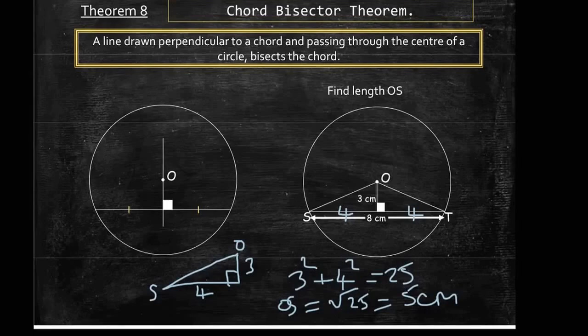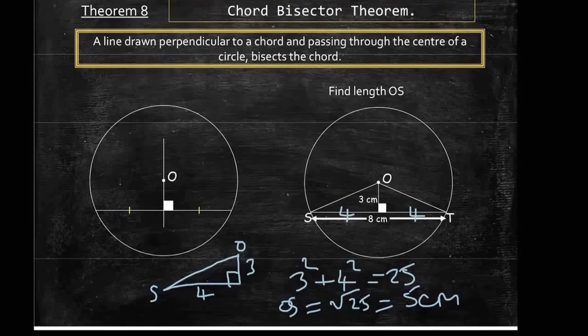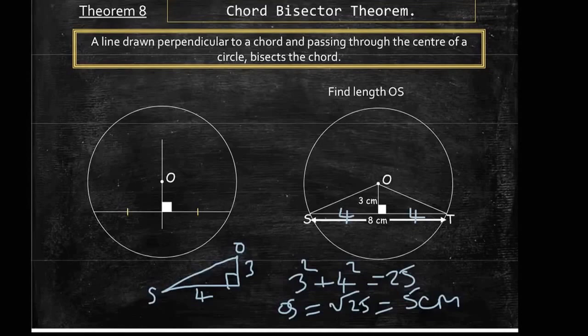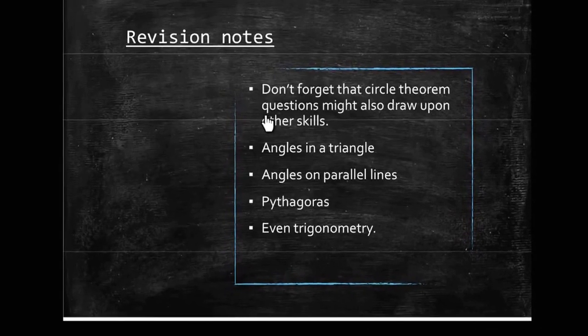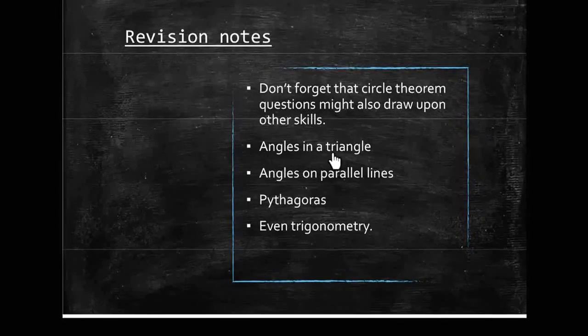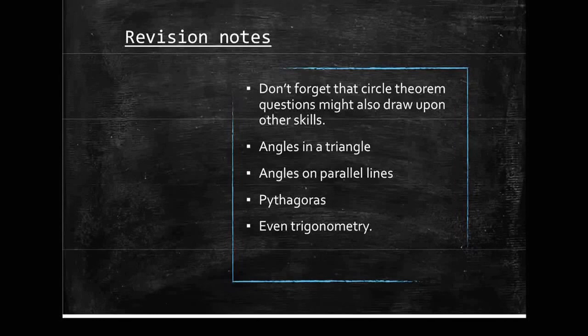Okay, this is where you're going to get your top end marks. This is what turns these questions into an A-star question. It's just that combination of things that you can be required to do. Right, finally then, these are the last few notes that I've put. Don't forget that circle theorem questions might also draw upon other skills. For example, angles in a triangle, angles on parallel lines, Pythagoras. You might even be asked to do some trigonometry on there. It might be your SOHCAHTOA trigonometry, it might be sine rule, cosine rule, it could be anything. So just look out for these different things.